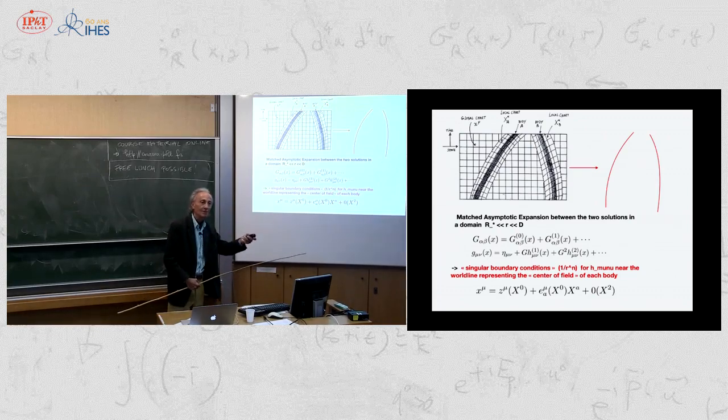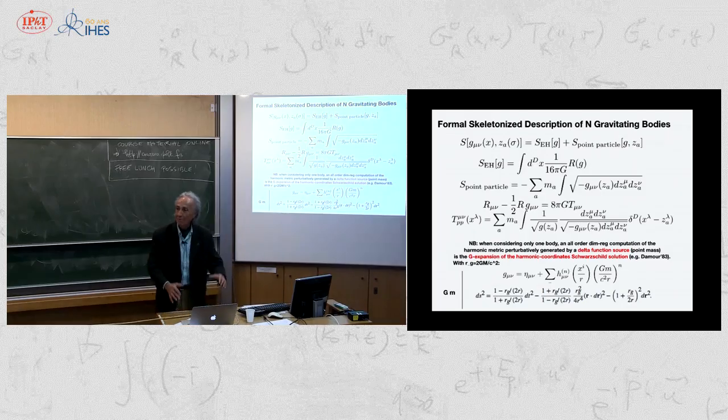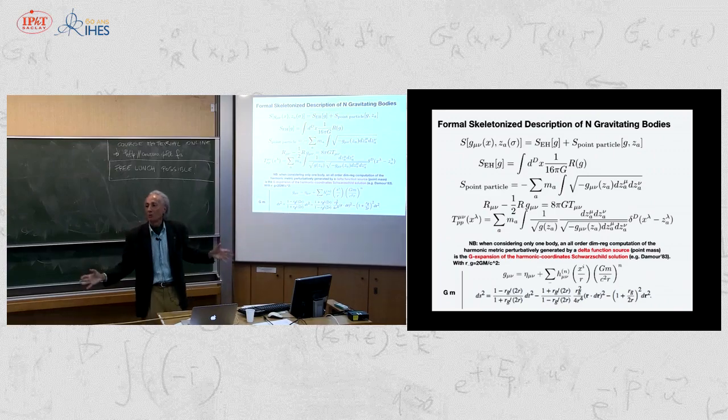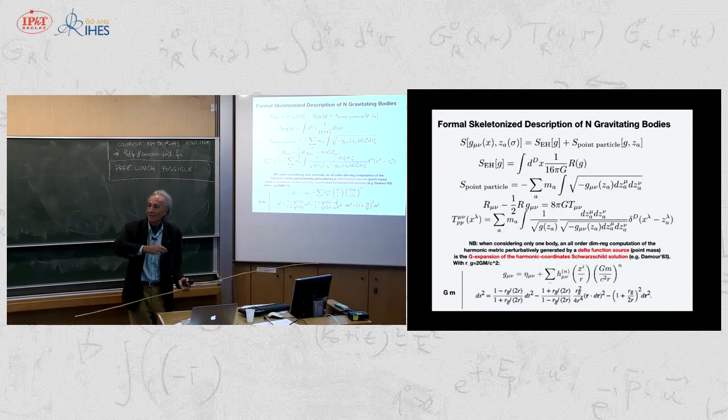And this is what I had shown at the time, that you can use the information if you look at the skeletonized description of gravitating bodies. So now I look at this formal problem. I take formally point masses. So I take the Einstein-Hilbert action. I add to it the action for point masses. So this is the geodesic action of a point mass moving in an external space-time.